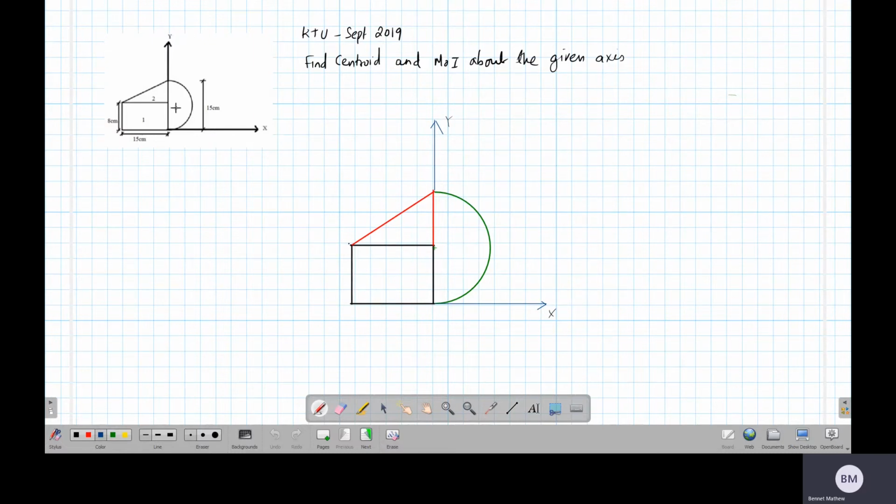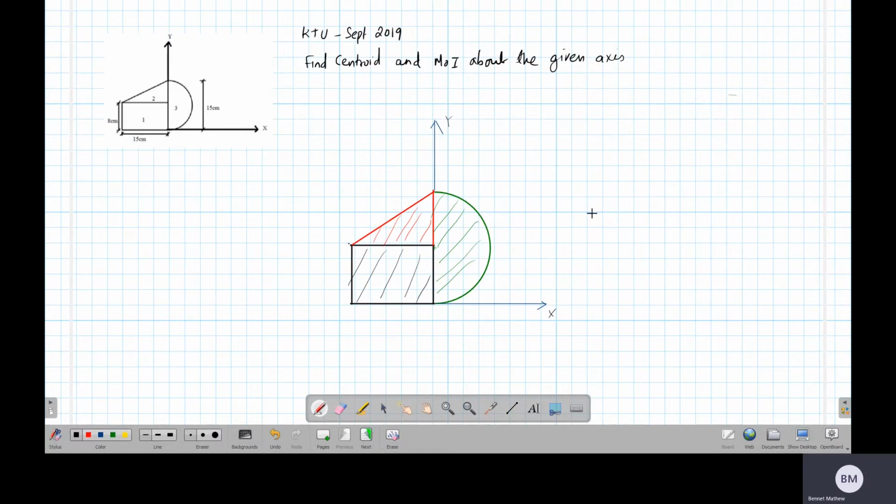So the question is given like this. There is an axis given. There are three shapes, 1, 2, 3: a rectangle, a triangle and a semicircle. All the dimensions are in centimeters. This is shape number 3, the red shape here. This question is more or less simple. The shapes are given directly. So how do we solve this?